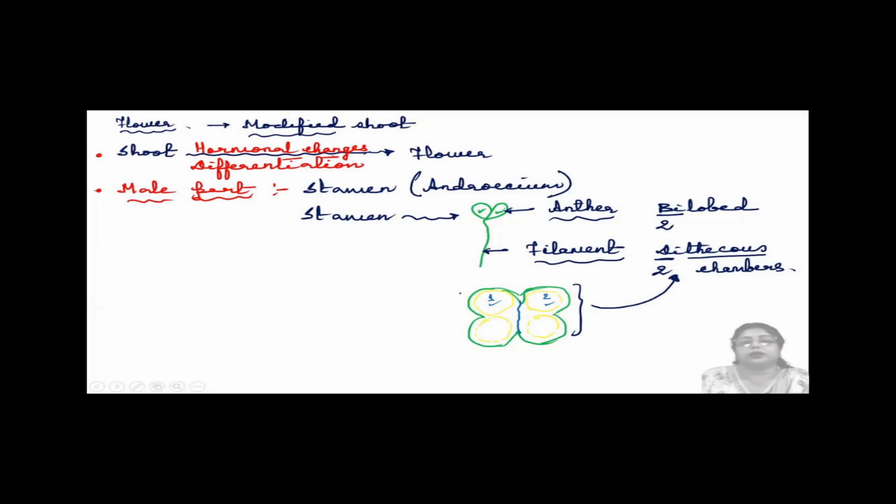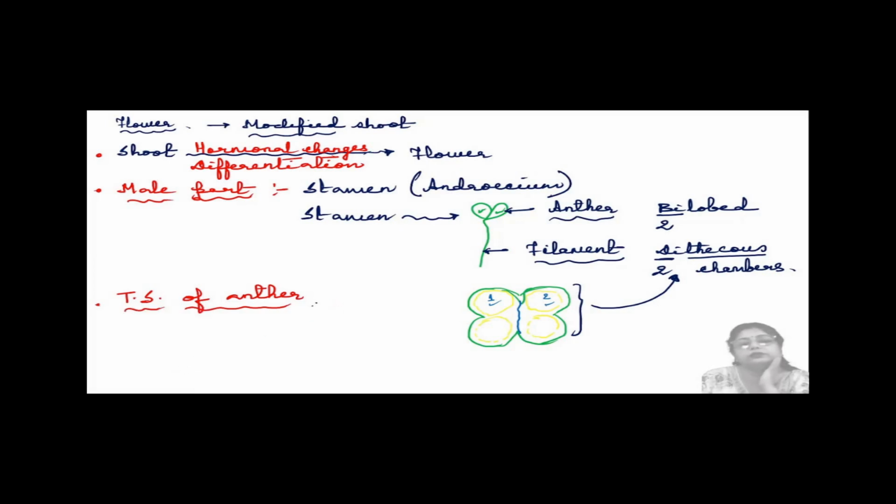Now each of these is called a microsporangium. Clear? So the next part which I am going to deal with is the transverse section of the anther. Already I have shown you this: the transverse section of the anther.